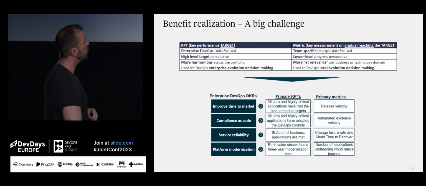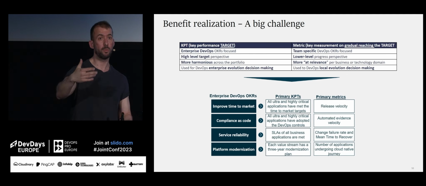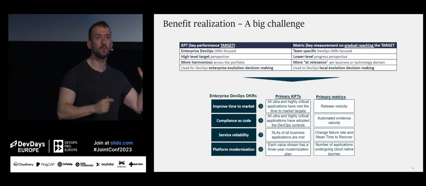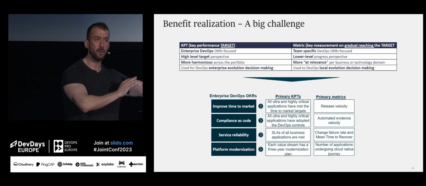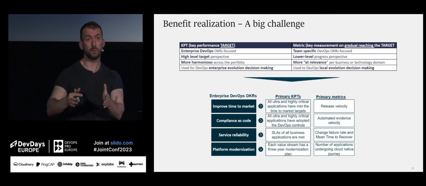On compliance as code, all your applications have met the DevOps controls, and then automated evidence velocity. So how automated is your proof that you have become compliant? So that gives you a little bit of the thinking on how to balance a target of an enterprise level with a gradual assessment of progress on a local level.